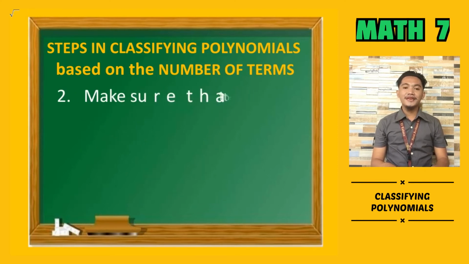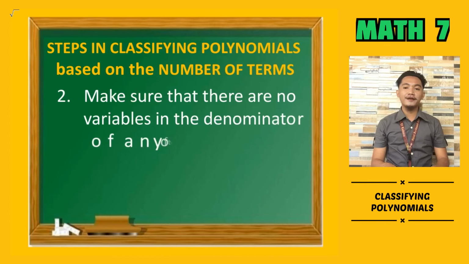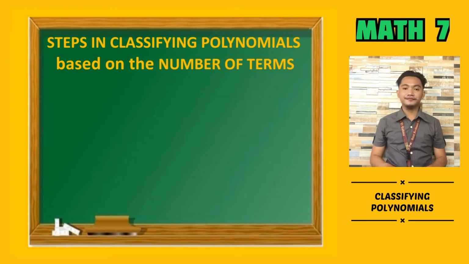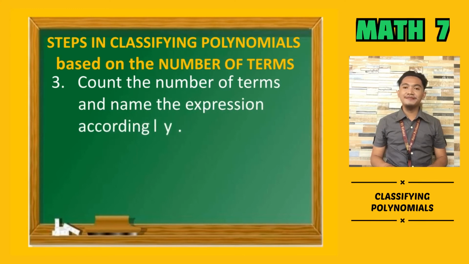Second, make sure that there are no variables in the denominator of any of the terms, nor any variable under the radical sign. In our example in the first step, we do not have a radical sign, so we can already disregard this step. Third, count the number of terms and name the expressions accordingly.